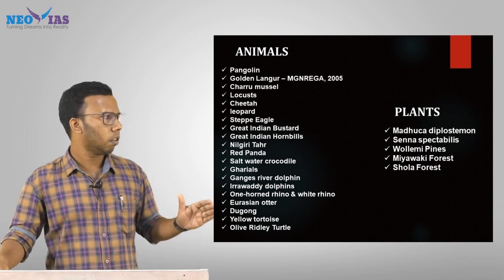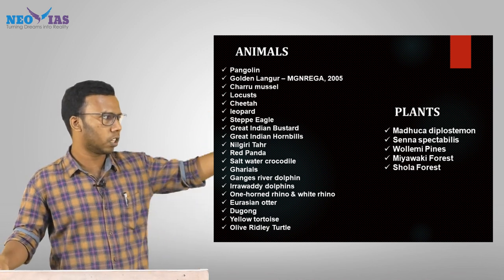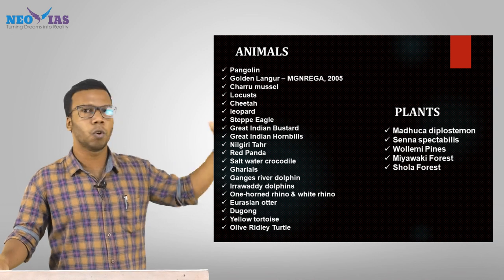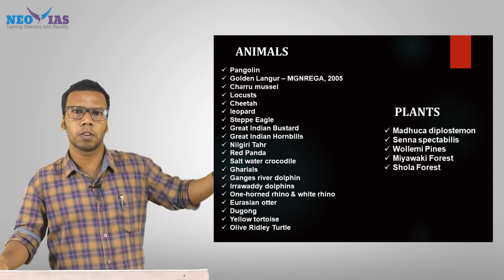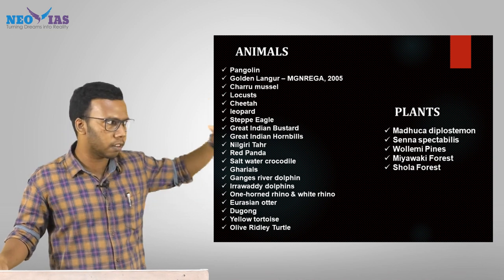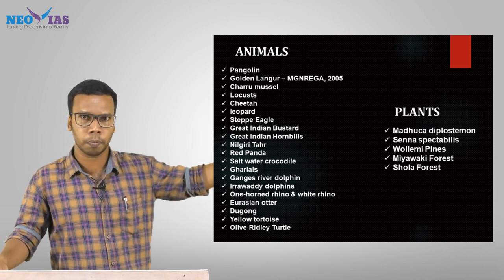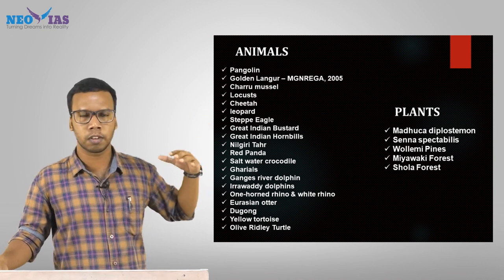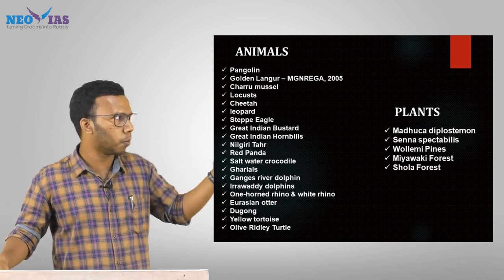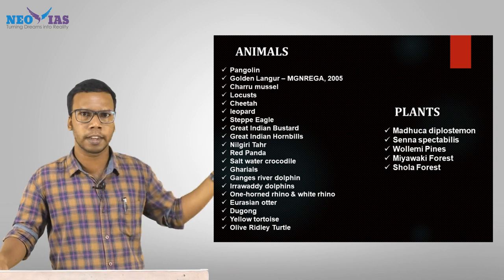Okay, then other animals which were in news are Eurasian otter, dugong, yellow tortoise, olive ridley turtles. Okay, so regarding Eurasian otter, you need to know what are the types of otter species and whether Eurasian otter is found in India. These kinds of facts you have to know, right? So these are the animals which were in news from January 2020 onwards. Okay, after some time I will discuss about the animals which were in news in 2018-19 also, right?